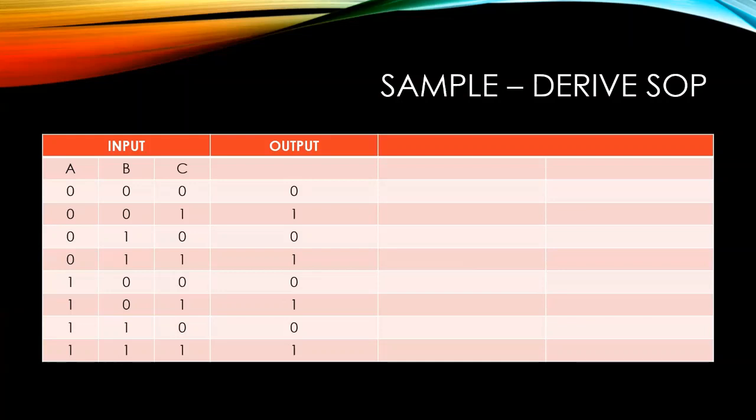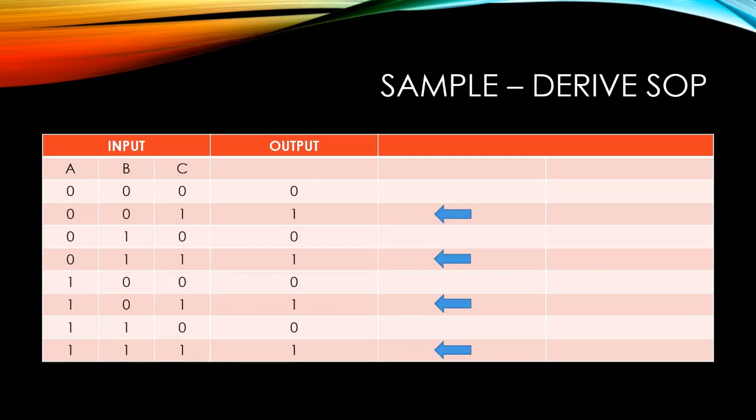So for example, this truth table give us this set of output. So deriving SOP, consider all input that give us an output of 1, which are 0, 0, 1, 0, 1, 1, 1, 0, 1, and 1, 1, 1. So now the problem is how we're going to convert this input to its equivalent product term. Yes, we're going to convert input to its equivalent product term.